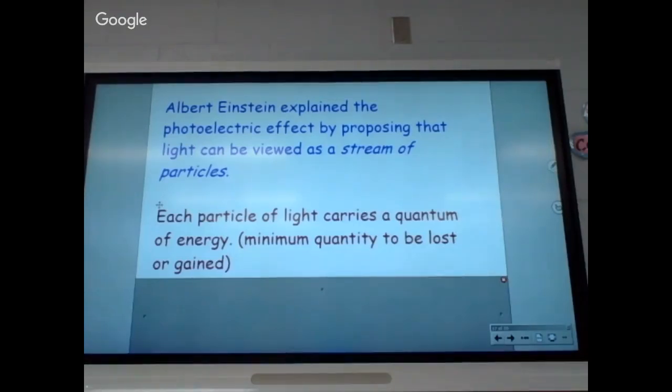All right, so he's suggesting something very similar to Max Planck, that the photoelectric effect be viewed as a stream of particles, okay? And each particle carries that minimum amount of energy.